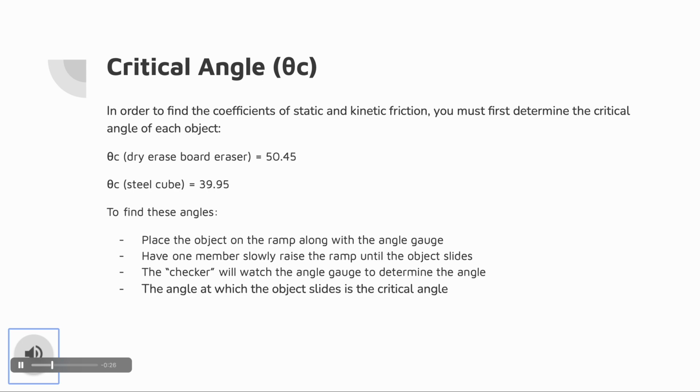In order to find these angles, you have to first start with the ramp flat. You'll place the object on the ramp along with the angle gauge, and then you'll have one member slowly raise the ramp until the object slides down, and the checker will watch the angle gauge to determine the angle. The angle at which the object does slide is the critical angle, like I said before.